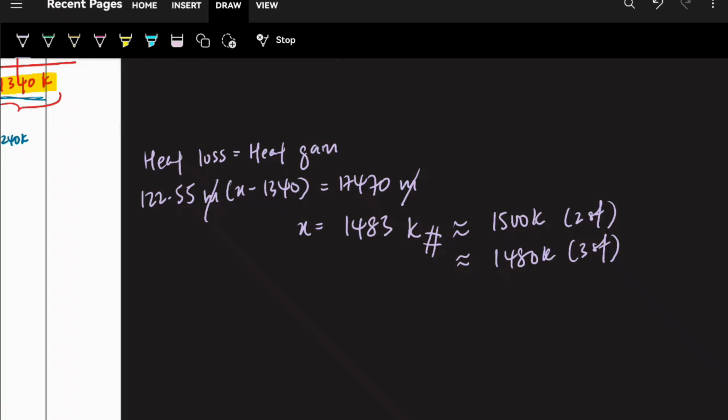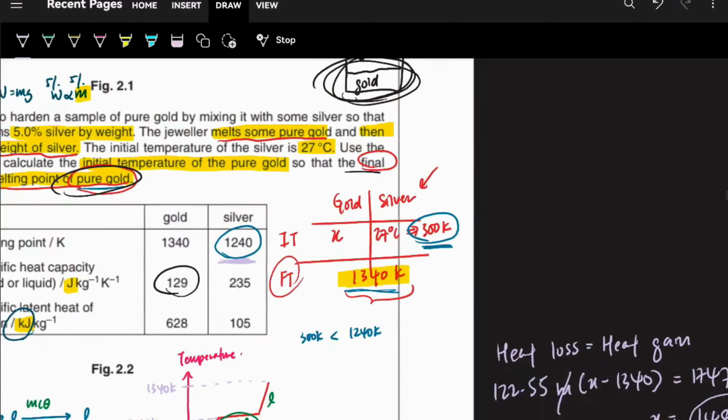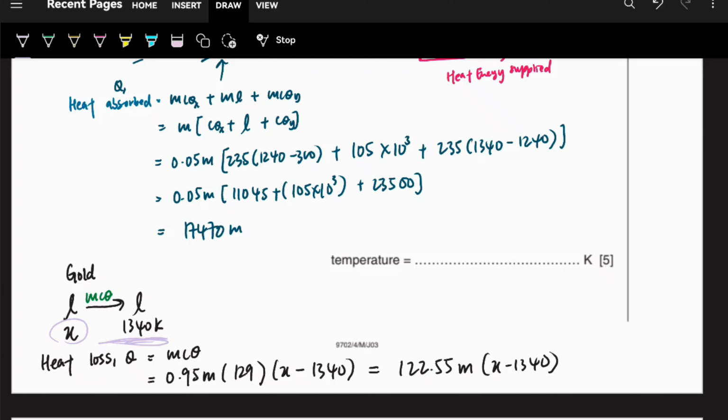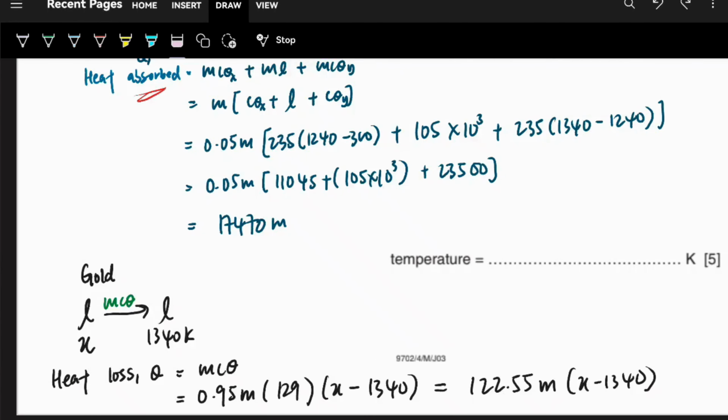Yep, so that is the initial temperature. And like I said, 1483 is more than the final temperature because it is cooling down. So actually there's a few things to be aware of in this question. I had these questions myself when I was doing this particular question. I was just curious if it is possible to work it out that way.